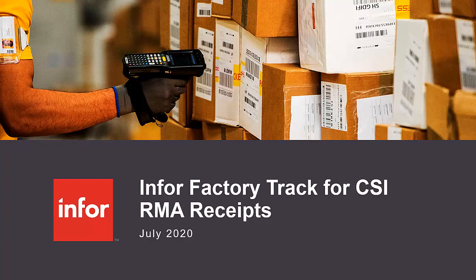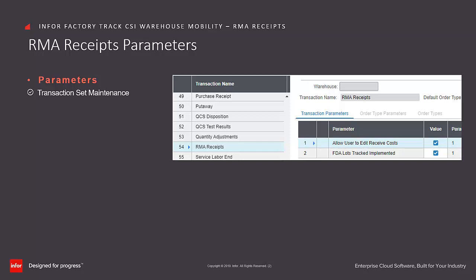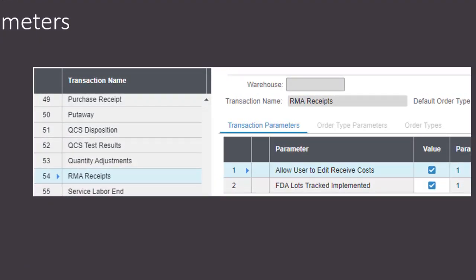Info Factory Track for CSI, RMA Receipts. Factory Track has a couple of RMA Receipts parameters to control the validations, displayed screens and processing options that are permitted as part of the RMA Receipts process. These are defined on the Transaction Set Parameters form for the RMA Receipts transaction name.